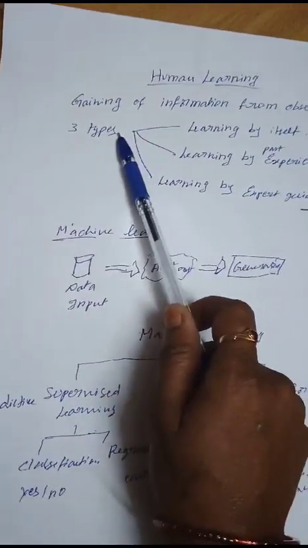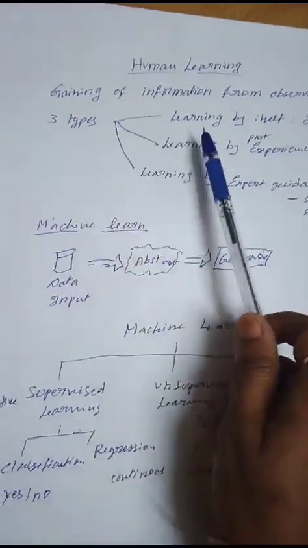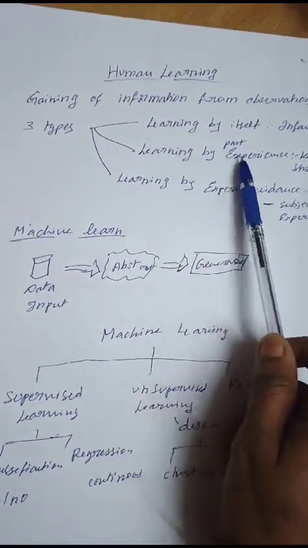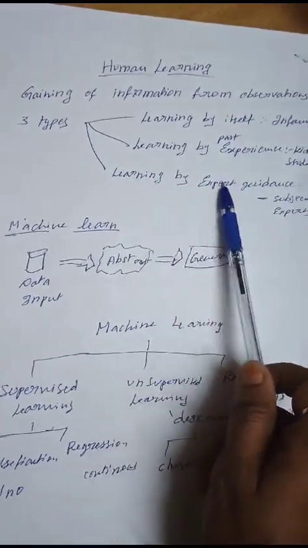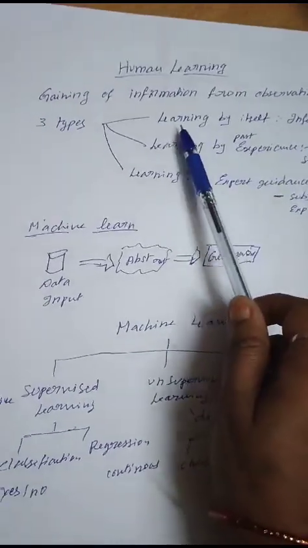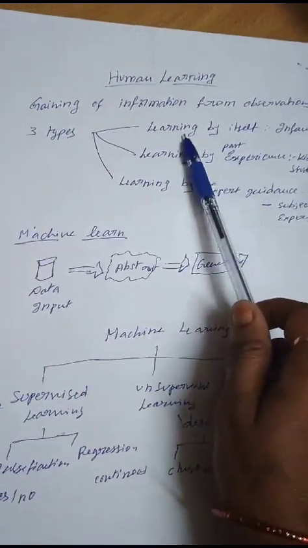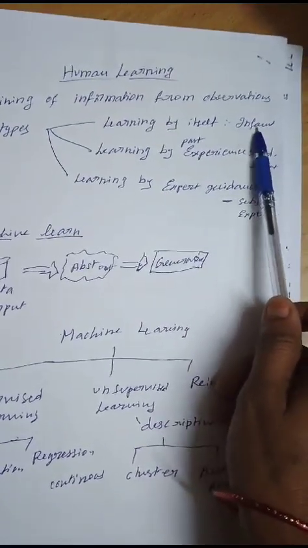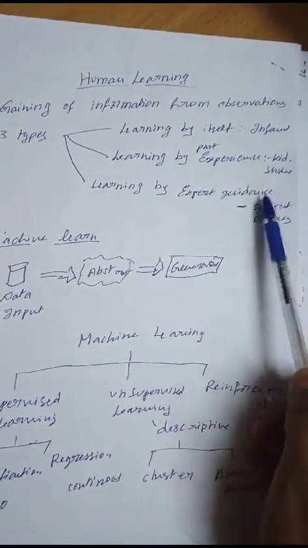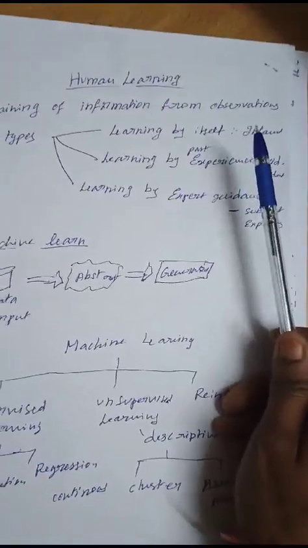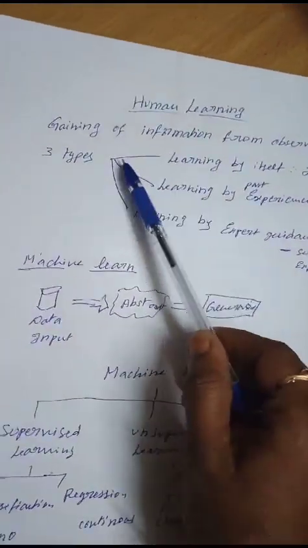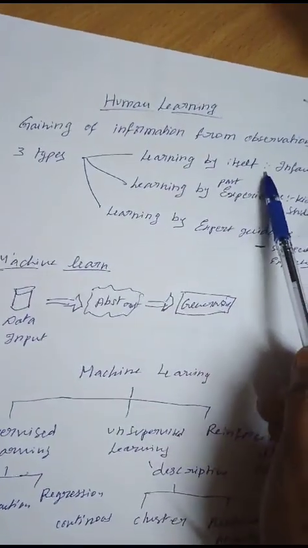There are three types of human learning: learning by itself, learning by past experience, and learning by expert guidance. The first type of human learning is learning by itself, seen in the infant stage, the kid stage, and also the present student stage.